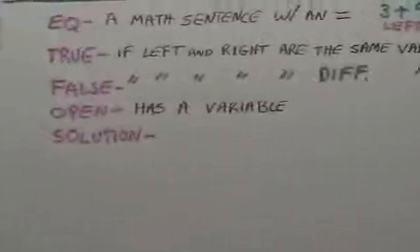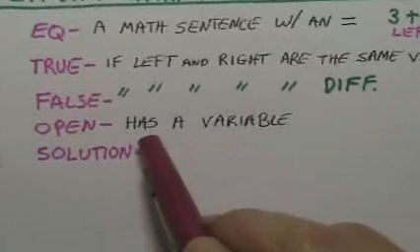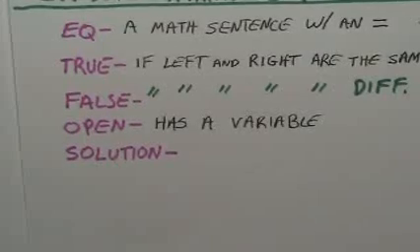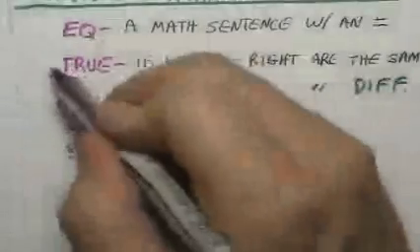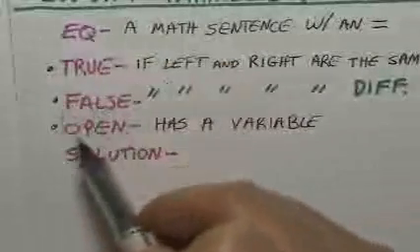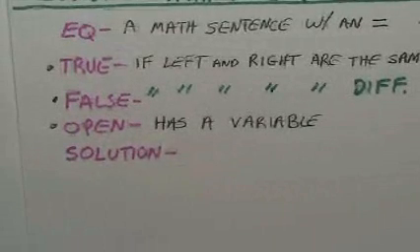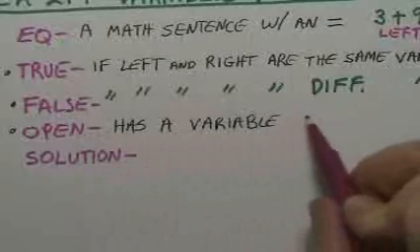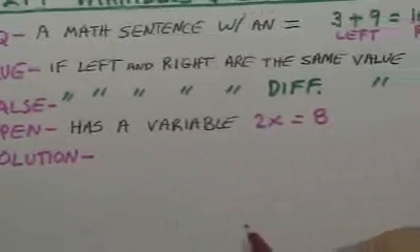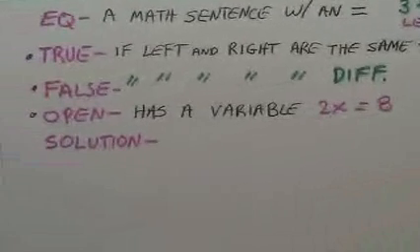Okay, an equation is open if it has a variable. If it has a variable, then it's considered open. So an equation is either true, false, or open. Those are the 3. An example of an open equation would be like 2x equals 8. We have a variable. This equation is what they call open.